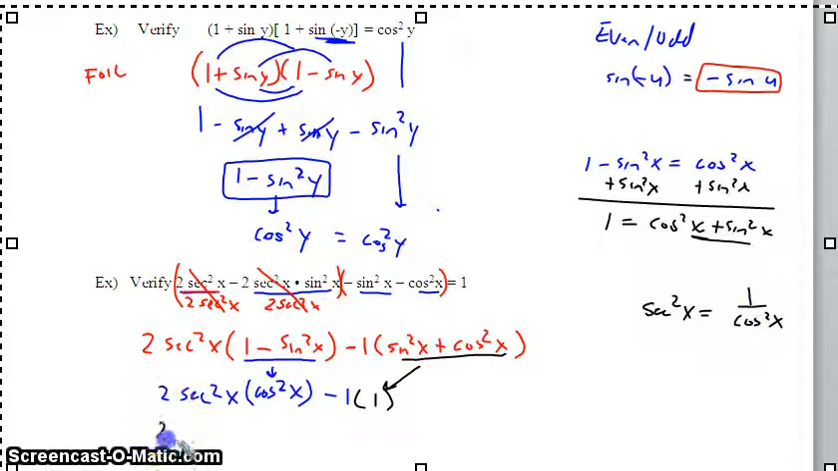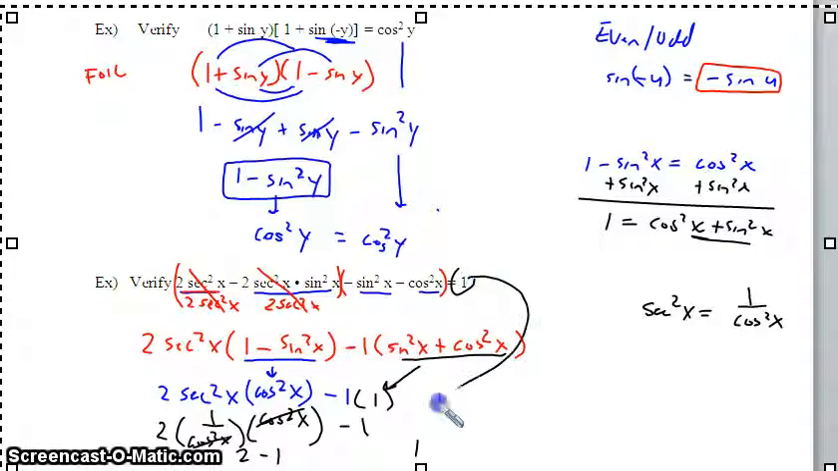So now this becomes 2 times 1 over the cosine squared, and then times just a cosine squared. And then this is just minus 1. Well, what will happen here is I'll have a cosine squared and a cosine squared, and they'll cancel each other out, and I'll just have 2 times 1, which is 2, minus 1. 2 minus 1 is 1, and again, what I wanted this to equal was 1.